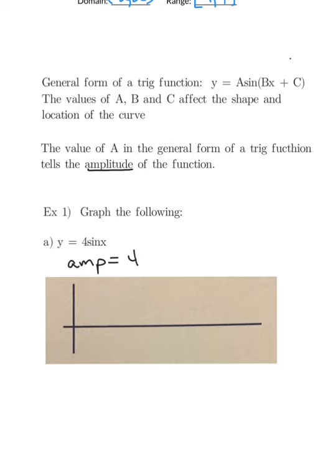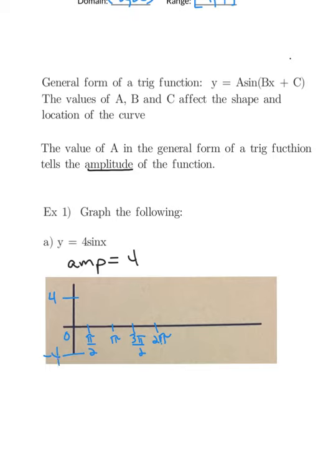When the only change to the function is having the number out front changing the amplitude, the angle measures that you use will not change. So we'll have 0, pi over 2, pi, 3 pi over 2, and 2 pi. What is different is that our highest number is 4 and our lowest number is -4.